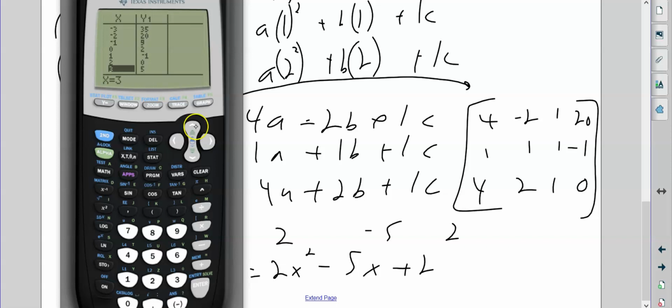And that's pretty much it. Plain and simple. Saves a lot of time, makes your life a lot easier solving these things.